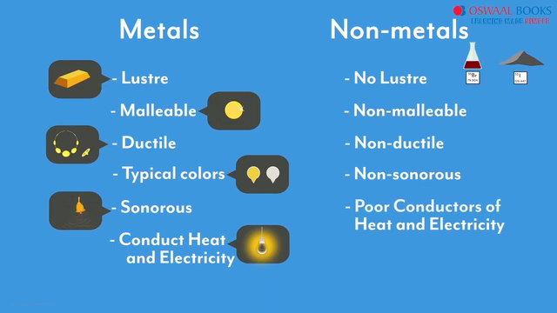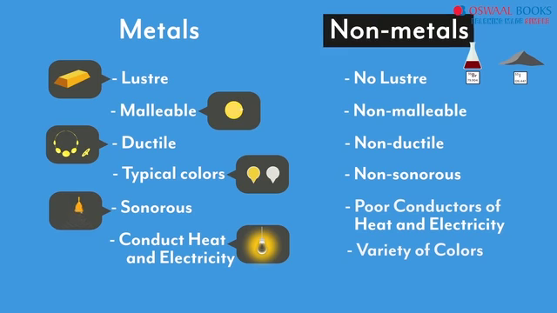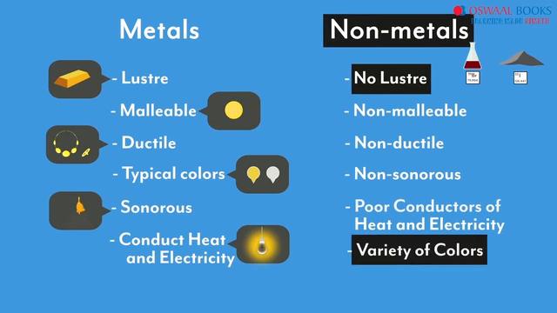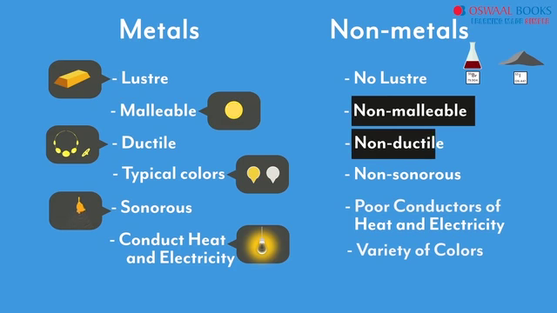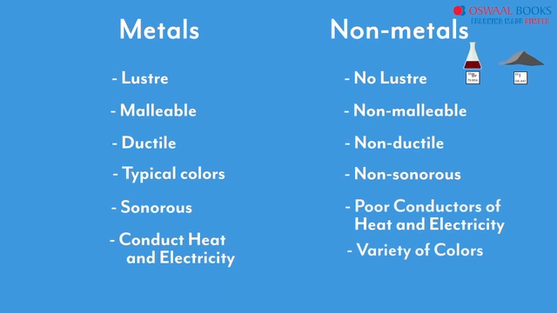What about their color? Do they exhibit just two colors like metals? Well, this is the only point where non-metals seem to exhibit a lot of variety. Non-metals show a variety of colors. So, in a nutshell, non-metals do not show luster but exhibit a variety of colors. They are poor conductors of electricity and heat. At the same time, they are non-malleable and non-ductile. They are non-sonorous and they do not produce any hollow sounds. I am sure you would easily be able to distinguish between metals and non-metals now.